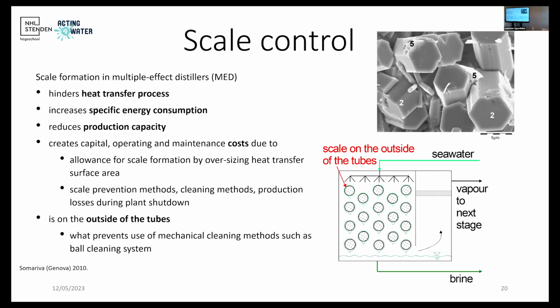So scale formation in MEP hinders the heat transfer process, increases specific energy consumption, reduces production capacity, and creates capital, operating and maintenance costs due to allowance for scale formation and scale prevention methods. So if you don't do it, of course, you will have maintenance costs, via scale formation and efficiency decrease. And to avoid this, you use cleaning products and chemicals, anti-scaling for example, to control this scaling anyway. And this is basically the chemical costs that you see in thermal desalination processes.